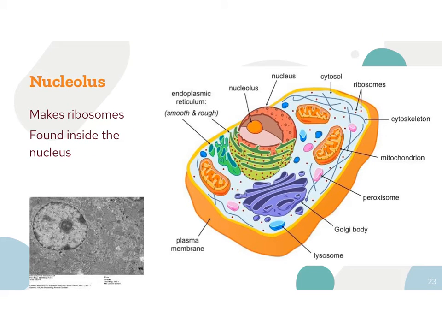Then you have the nucleolus, all right? Inside the nucleus, you have this little guy right here, and that's the nucleolus. All he does is he makes ribosomes, okay? Now just remember, ribosomes, these little dots here, they can be attached to the endoplasmic reticulum, or they can be free floating in the cell as well, okay? Hopefully that helps you a little bit with the cell.